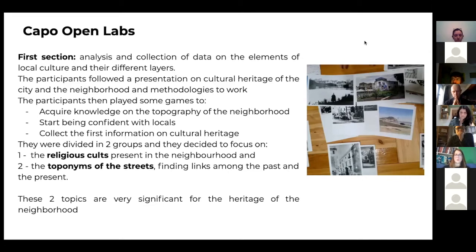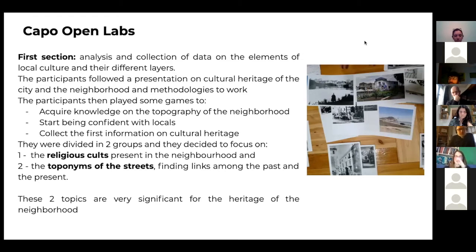The other group focused on the toponyms. So basically they were interested in understanding if especially the names of the streets were related to what they used to do there, if they're related to what they're still doing there. And this is also linked to the bigger topic of stratification. This word was very useful for them, I think, because it helped them understand how things are layered in the neighborhood. So the historical identity of the neighborhood can be read through different layers, not just in time, of course, but especially in time.